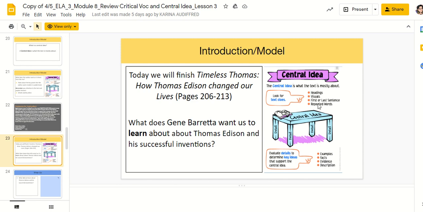So make sure that you always refer back to this anchor chart to help you figure out the different types of clues you can use to help you find the main idea or the central idea.